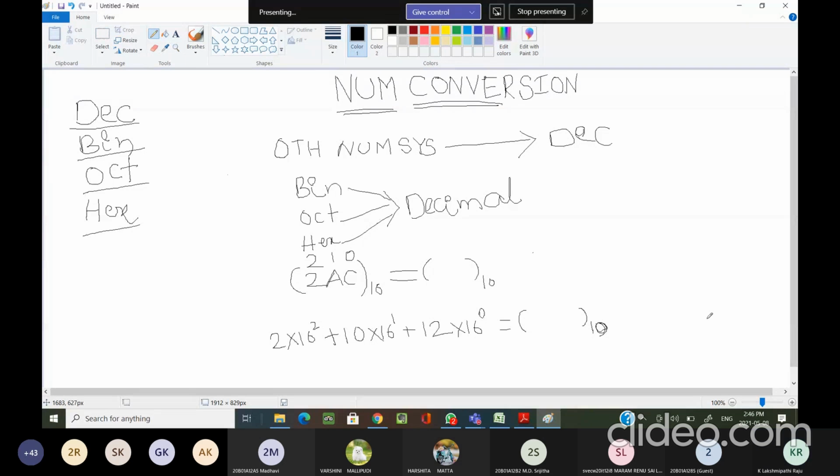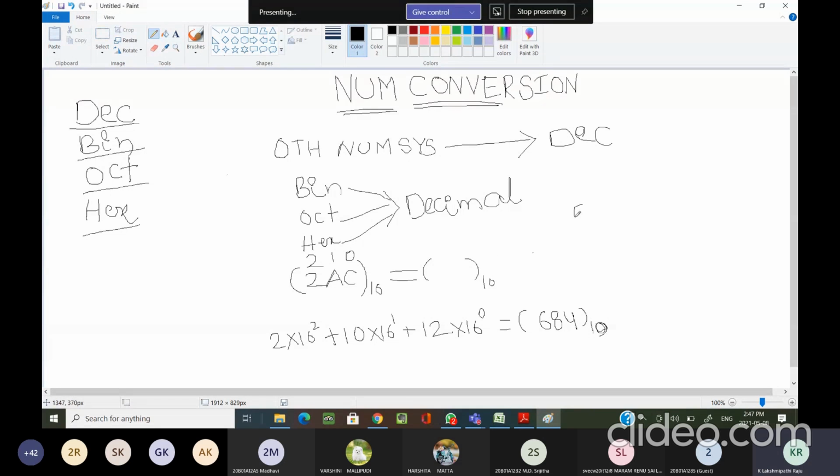684. Okay, 684. Everyone got the same answer? Yes, sir. 684 of base 10. I hope everyone got the same answer. If you did the calculation and added all those values, you got 684 of base 10. This is the decimal number for the given hexadecimal number.